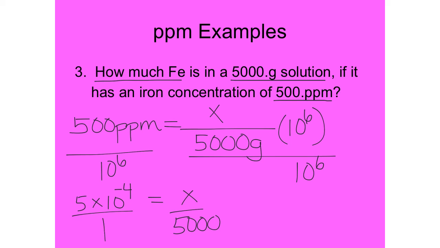So then we would cross multiply and take the 5 times 10 to the negative fourth times 5,000, and that would give us a value of 2.5 grams for our answer. We would want three significant figures, so 2.50. So if our solution had a concentration of 500 parts per million, and if our solution is 5,000 grams, that would contain 2.5 grams of iron.